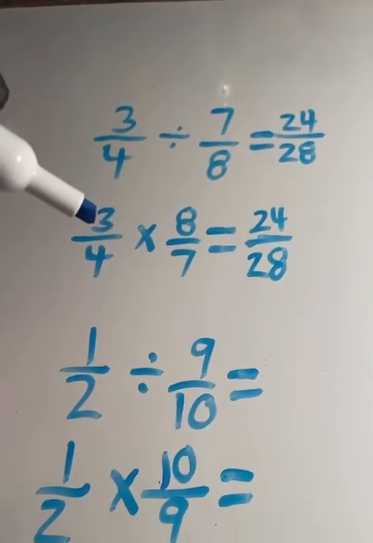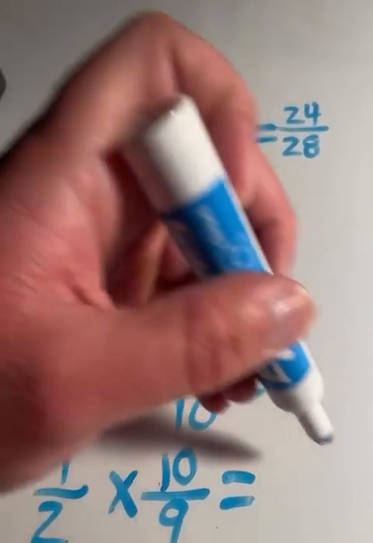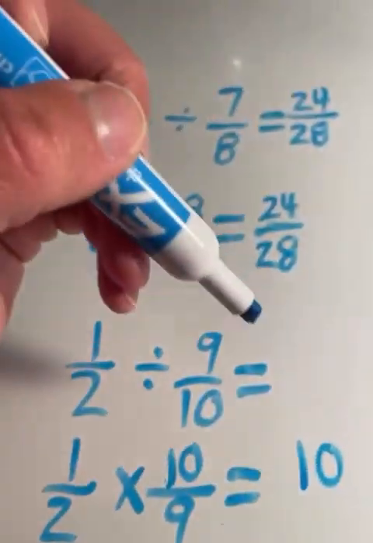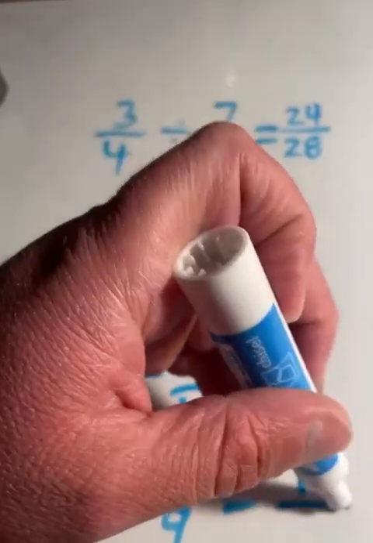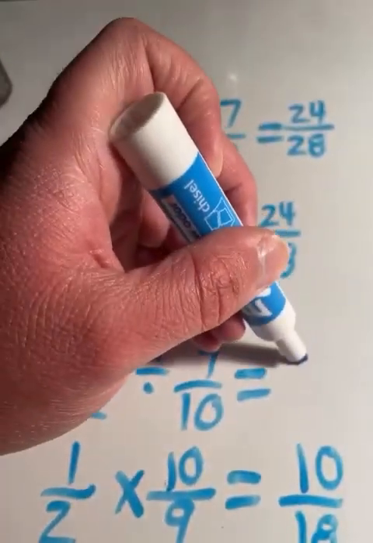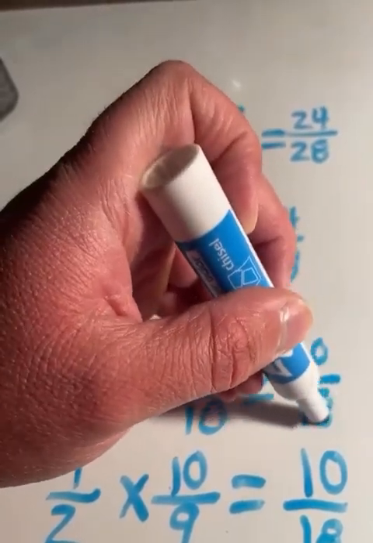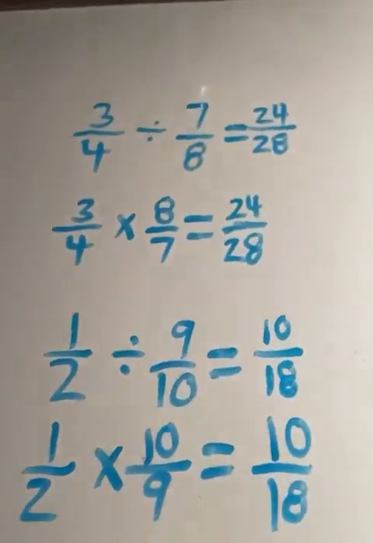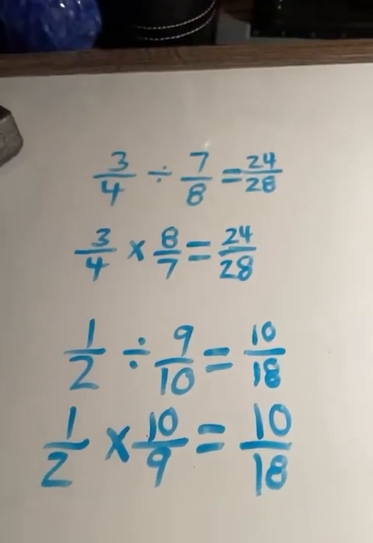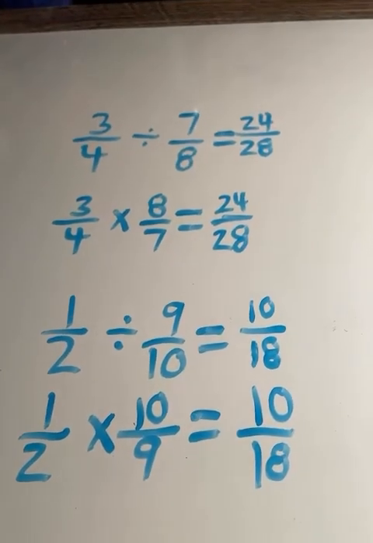So now we have 1/2 times 10/9. 1 times 10 equals 10. 2 times 9 equals 18. And we have our answer. Our answer, 1/2 divided by 9/10 equals 10/18.